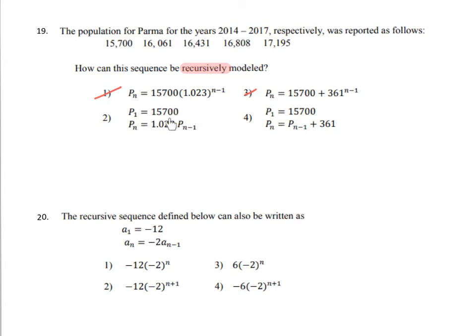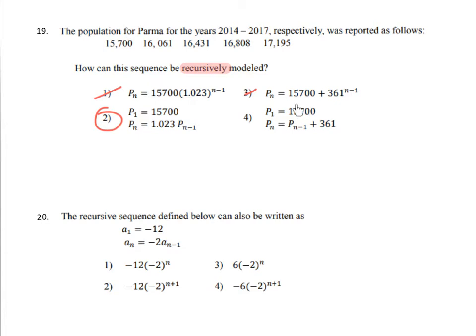Choice 2 says the first term is 15,700, which that's true. And it says that to get from one term to the next, you multiply the previous term by 1.023. So try it. Take this and multiply it by 1.023 and see if this is what you get, which you do. Then you take this and multiply it by 1.023 and see if it gives you the third term. Okay, and keep doing that. And when you do, you'll see that this rule does work. What we're doing is we're multiplying by 1.023 to get from one term to the next.